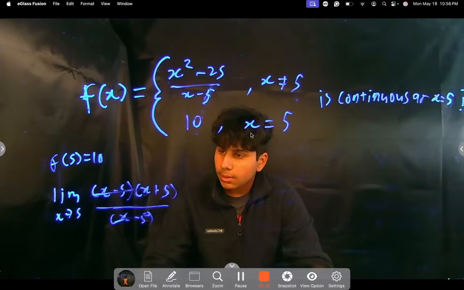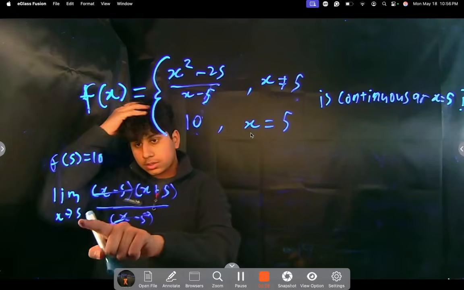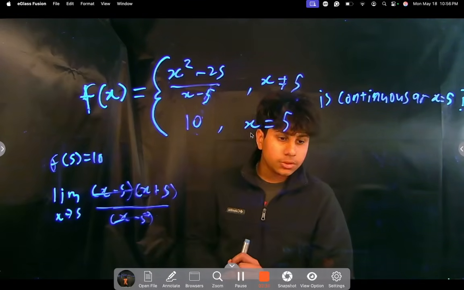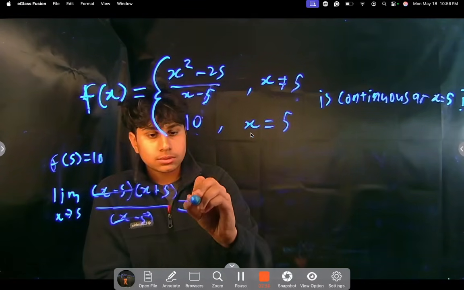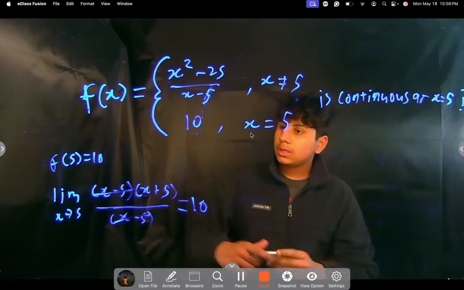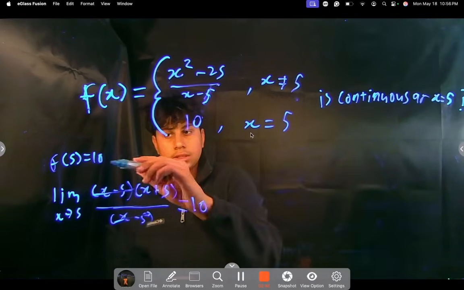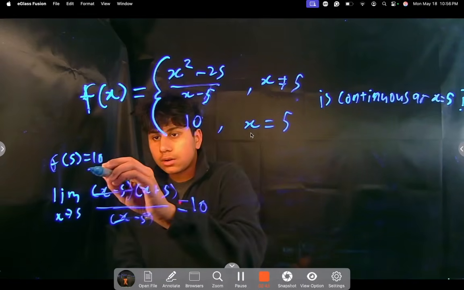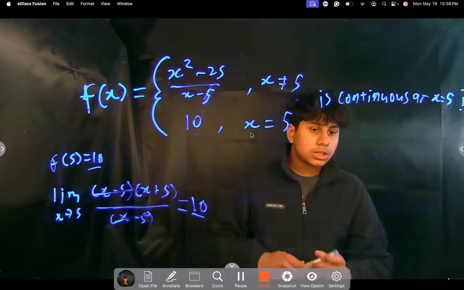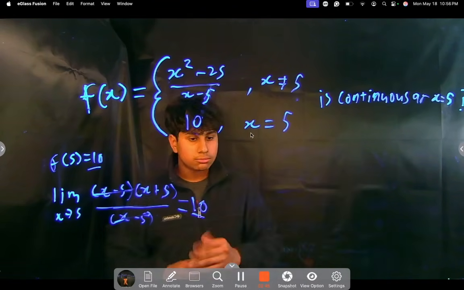Now we can sub in that 5. 5 plus 5 is 10, and this is equal to 10. So now you can see that the value exists, the limit exists, and these values are the same, 10 and 10. And so that's how you know that this is continuous, and that's all there is.